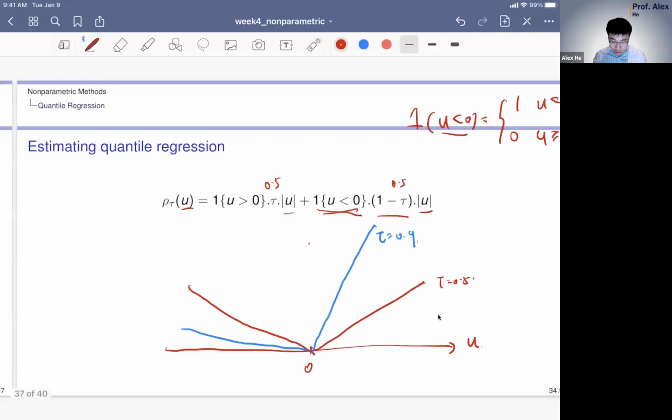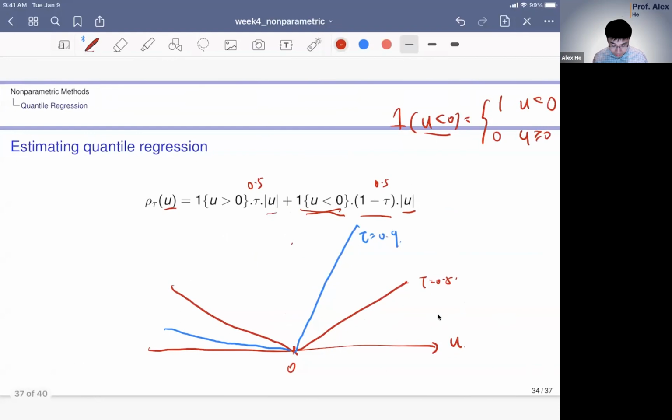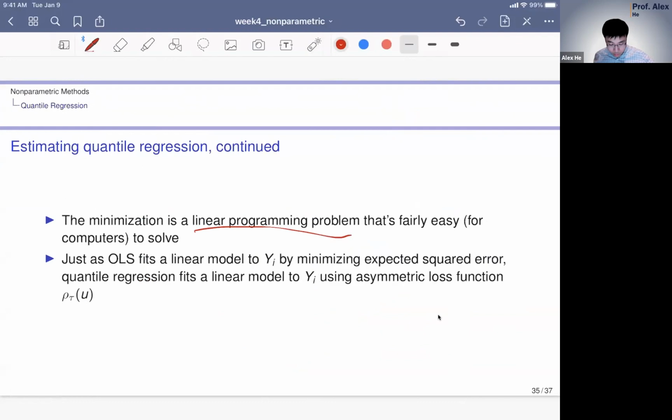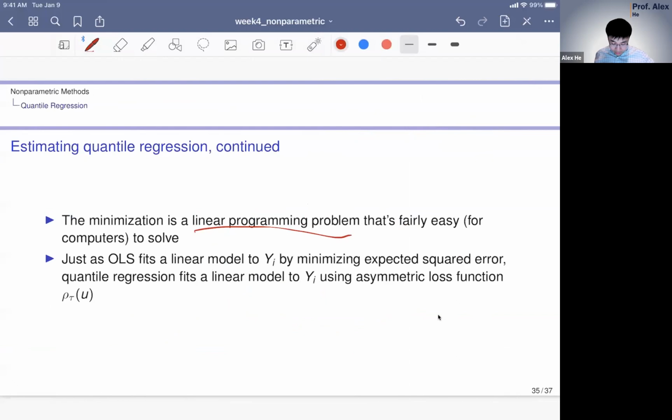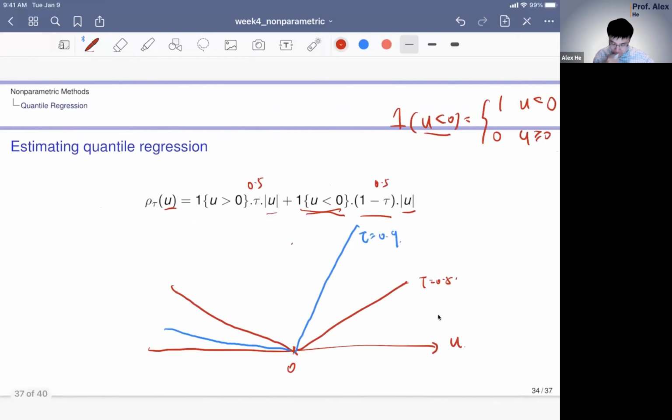So now let me explain why we have a function like this. This is again a linear programming problem that's very easy for the computer to solve, this minimization problem right here. But why do we have something like this? This rho tau here is just kind of like a loss function, but it's different for different taus. When tau equals 0.5, it's equally steep on these two sides. And when tau equals 0.9, it's steeper for the positive part and less steep for the negative part.